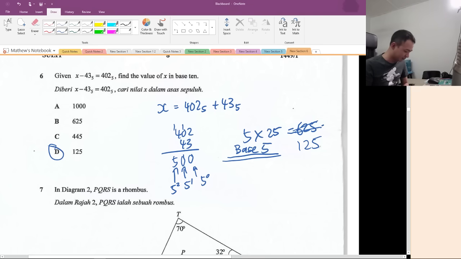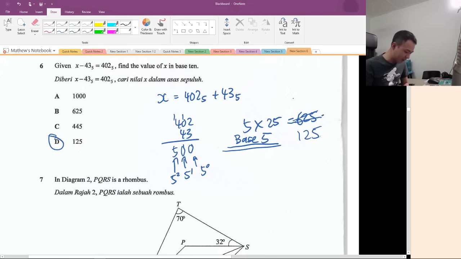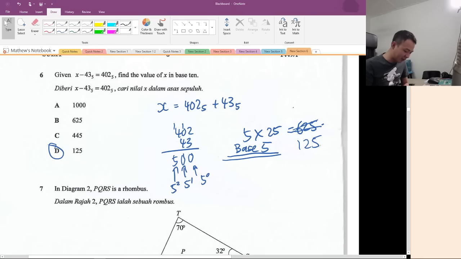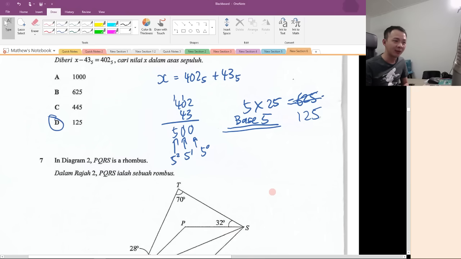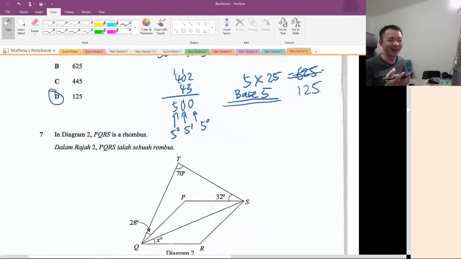Alright, so let me move on to the next one. This is what happens in base 5: 4 plus 1, you will get 10. Same idea for base 2. In base 2, the first number is 1, the second number is 10, the third number is 11, the fourth number will be 100. This is what happens in base 2. If you still do not understand what happened here, maybe you should go check it out.